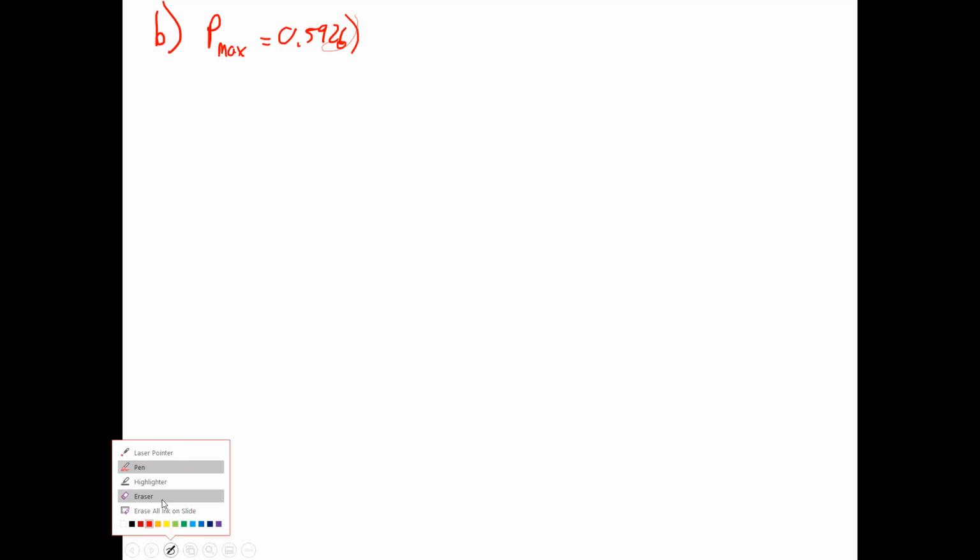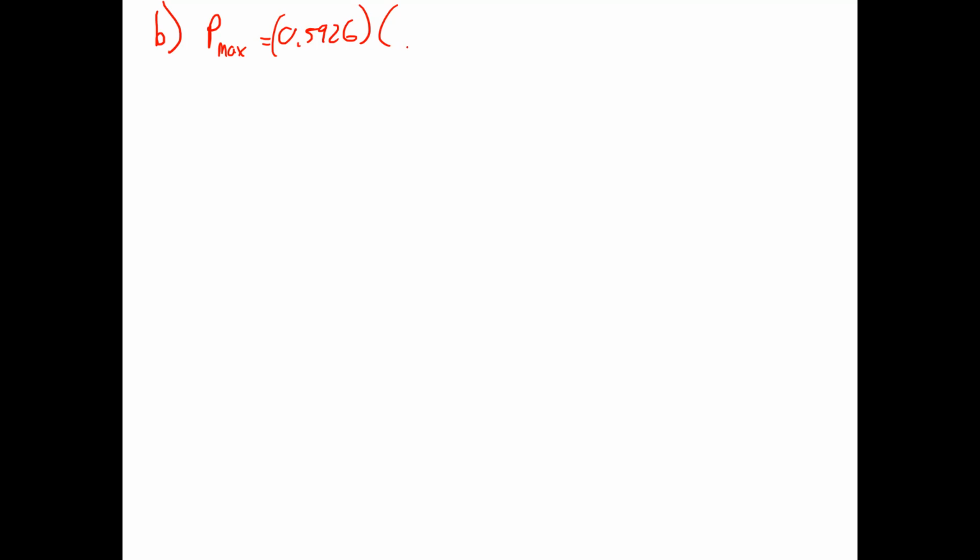Now, part B is asking for the maximum power extracted, and that's simply taking the Betz limit. Excuse me, go ahead and cross out that little error there. You can take the Betz limit, which is 0.5926, multiplied by the power available in the air, which is 100 kilowatts. That gives us a total of 59.3 kilowatts for the max power.